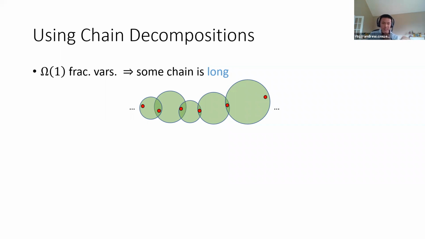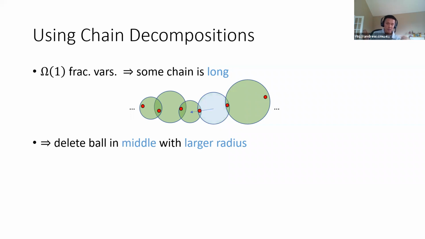Now, what's our modification? Well, we're going to go to the middle of this chain. Because all the balls have distinct radii, distinct powers of 2, let's look at the two balls in the middle of this chain. One of them must be larger than the other one, by at least a factor of half. So we delete the ball in the middle with larger radius, and we're basically sending it to the ball with smaller radius. So in this picture, we send this blue ball to its neighboring green ball with half the radius. This is our final iterative operation using chain decompositions.